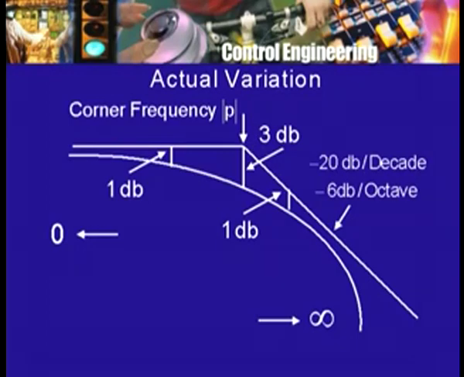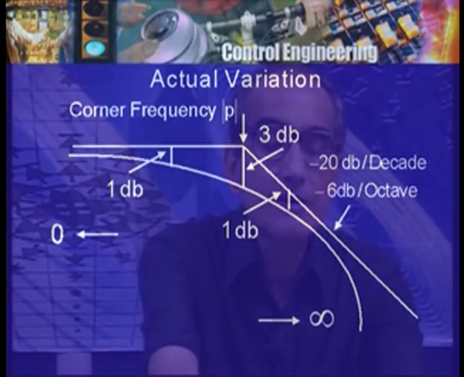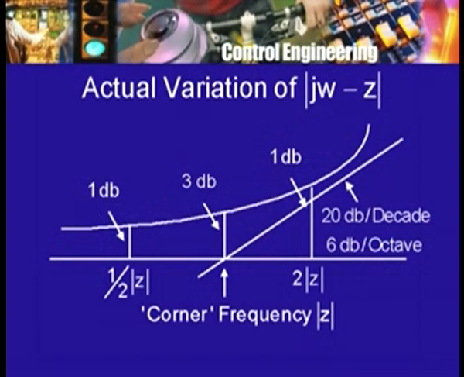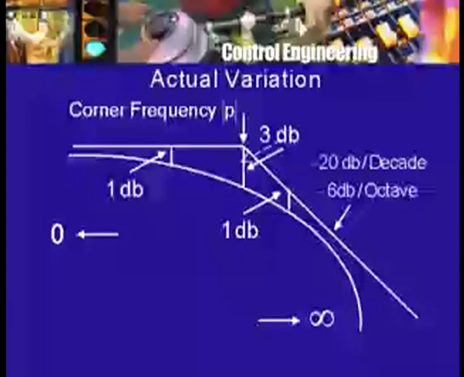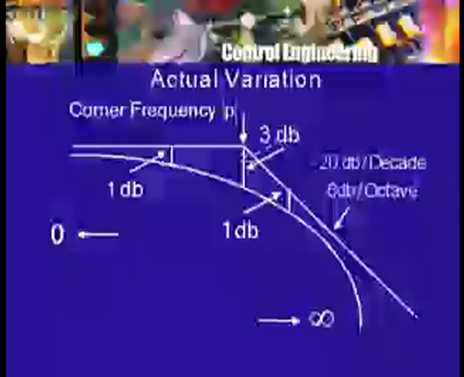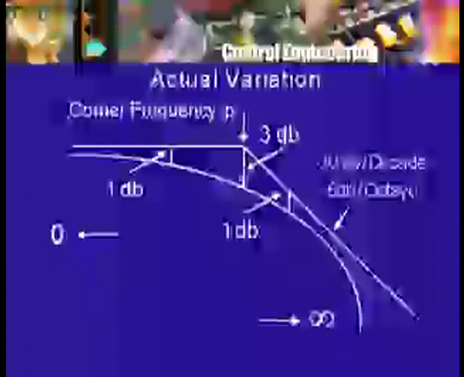Now, what about the actual curve? In the case of the zero, the actual curve, as I told you, was above the asymptotic approximation. So, this is the case of the zero, the asymptotic approximation is below the actual. In the case of a pole, we expect just the opposite to happen. So, the asymptotic curve is going to be above the actual, and this time at the corner frequency, once again the error will be 3 dB, but the actual will be 3 dB below.